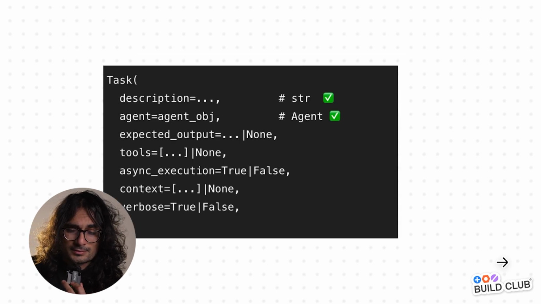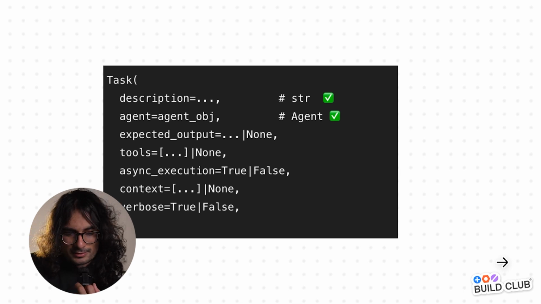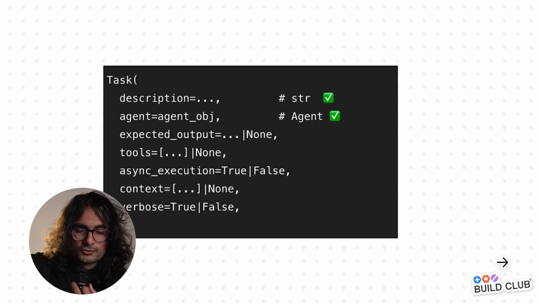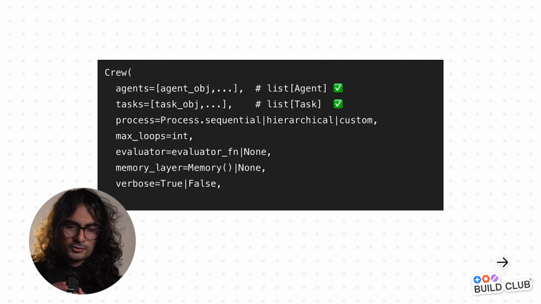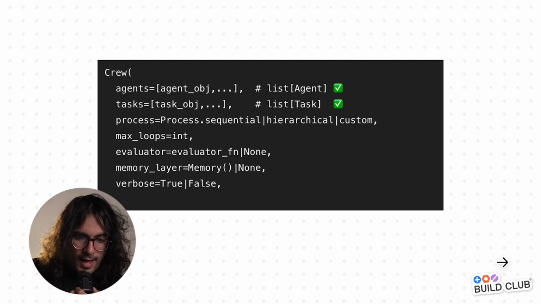Same thing with task. This is more of a smaller thing. One agent can have many tasks. Expected output is interesting. Maybe you want a JSON object and things like that. And you can give it access to tools as well. You also have to mention which agent it is. And then here you put the agents and tasks together and decide how to run them. Maybe it's sequential, maybe things are dependent on each other. You have the max loop and the memory layer, which we'll talk about later.